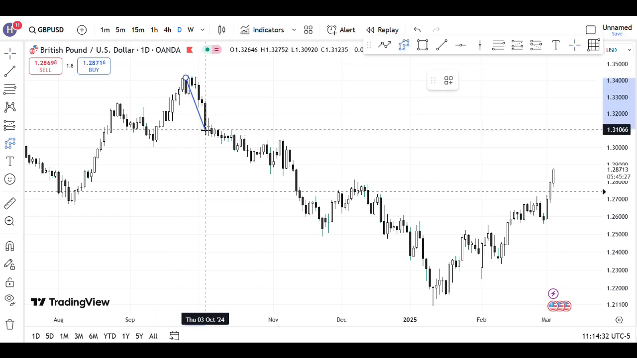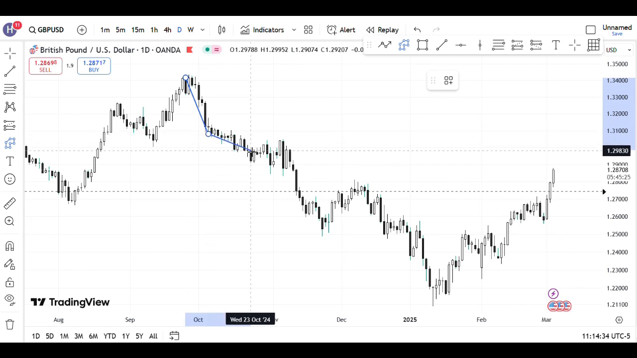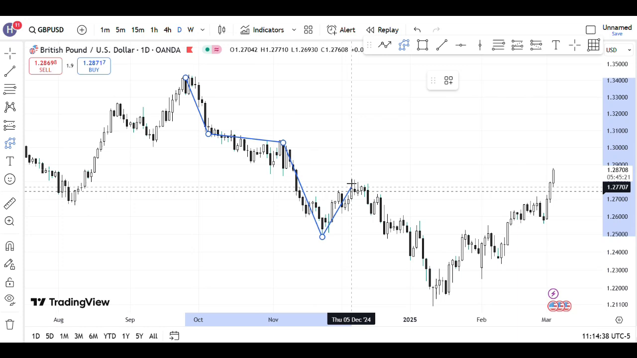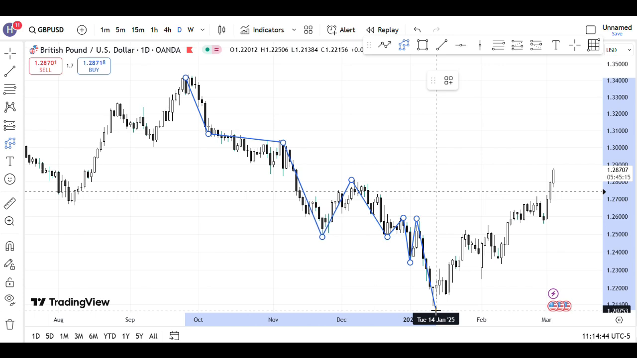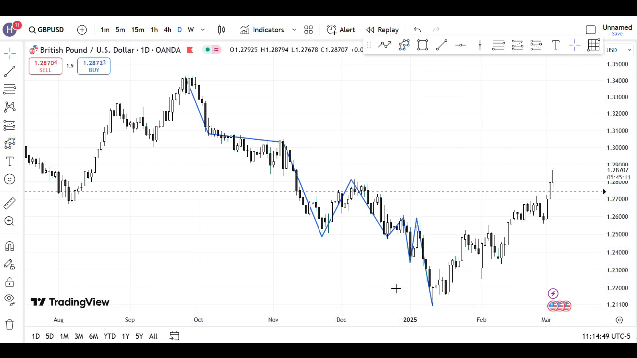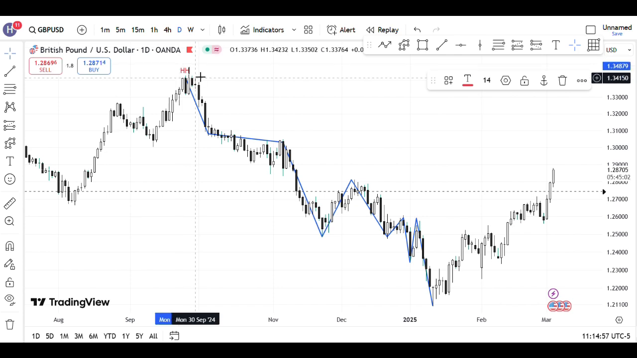Here, and it's going this way, and it goes down here, right? So you can see here, this is called higher high, HH. This is the biggest high.